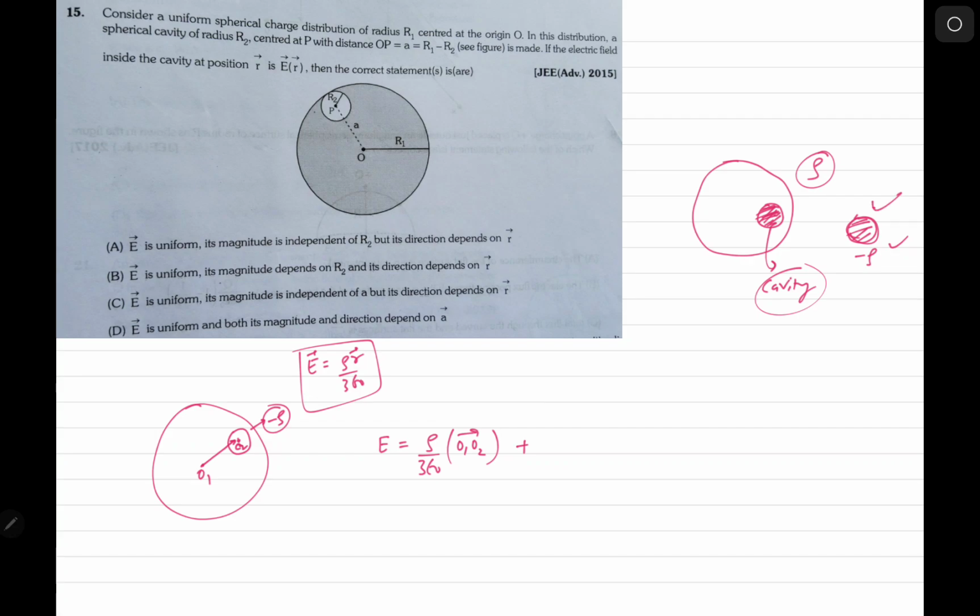So the electric field at the center of a sphere is 0, right? So this is 0. You can see here that the net electric field at O2 is nothing but rho by 3 epsilon naught times O1 O2. And according to the option, this O1 O2 is nothing but the A vector. So the electric field depends only on A, with magnitude and direction as well. So option D is the correct answer. Just remember, this is a very good concept. Hope you understood. Let's move to the next question.